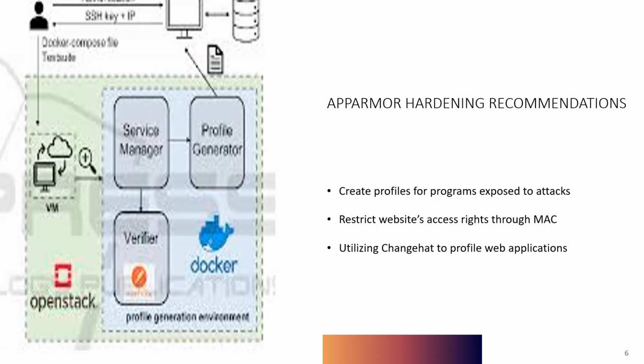While AppArmor profiles enforce policies to make sure programs behave in the way that they should, there should be some additional hardening recommendations within AppArmor to further protect the server. The first recommendation is to create profiles for programs that are exposed to attacks, reducing the workload to further harden the server. The second recommendation is to restrict the website's access through mandatory access controls. In the event of a website being compromised, the damage will be confined to the website and not the server.